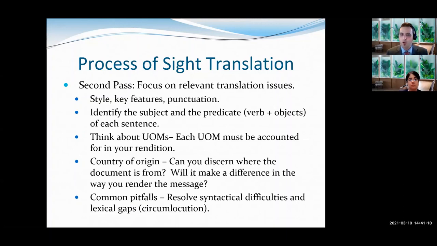You have to think about what are called UOMs. This means units of meaning. Remember that we don't deal in words; we really are dealing with concepts. Every unit of meaning, every concept, must be transferred from one language to another. It must be accounted for in your rendition. Remember, a unit of meaning could be more than one word.